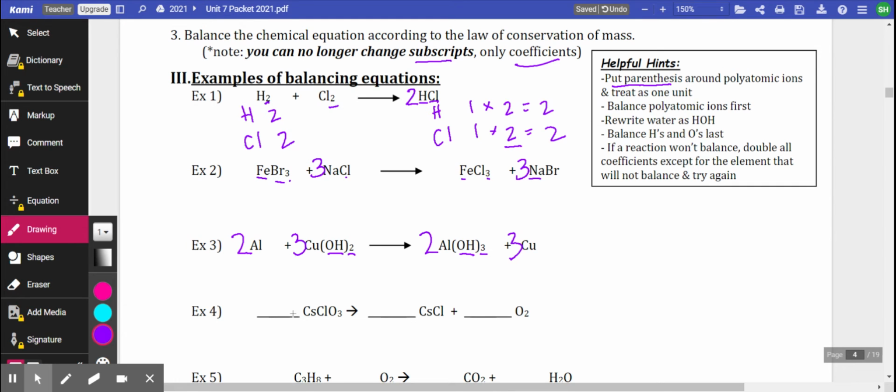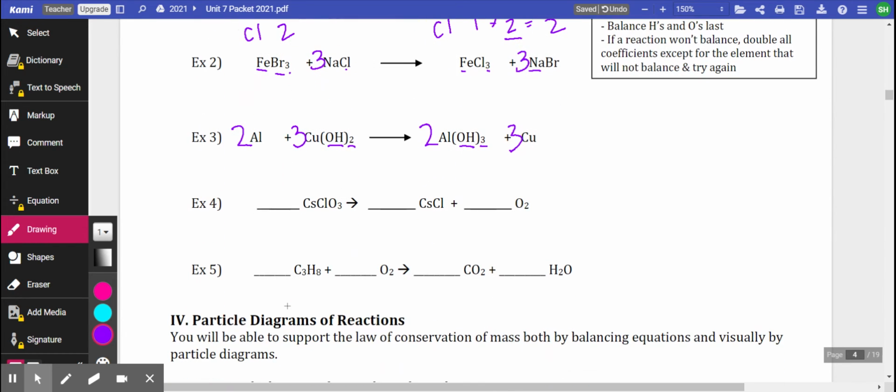Okay. So let's go down here to example 4. Okay, so this is a good example of one where I have a polyatomic ion, but you'll notice that it breaks down. So I need to count it separately. So one thing I look for are these 3s and 2s. Okay, so I've got 3 oxygens here, 2 here. So I'm going to just multiply by the opposite. I'm going to multiply by a 2 here and a 3 here. And now I have 2 cesiums and 2 chlorines. So I'm going to put a 2 right here. And that one is done.